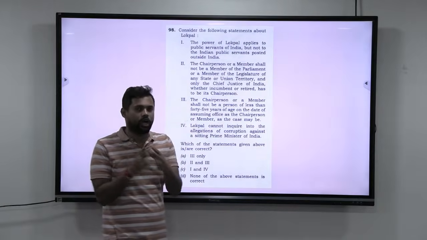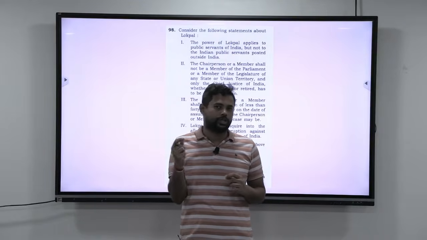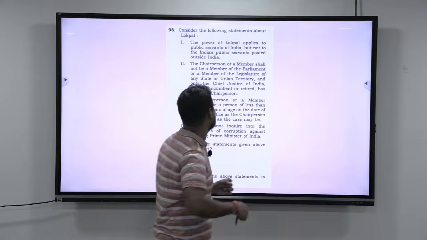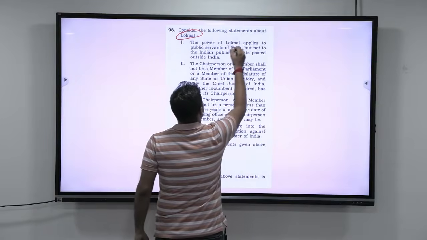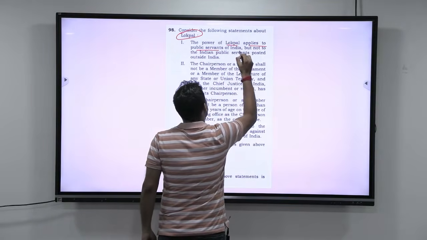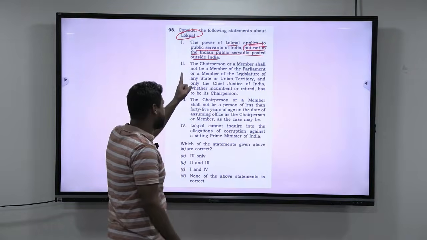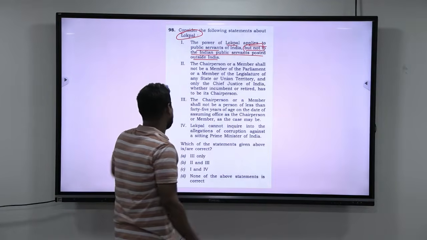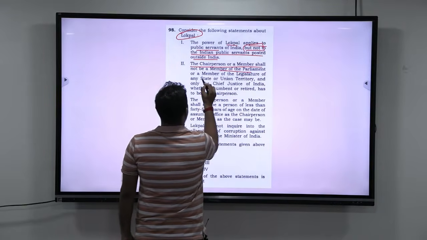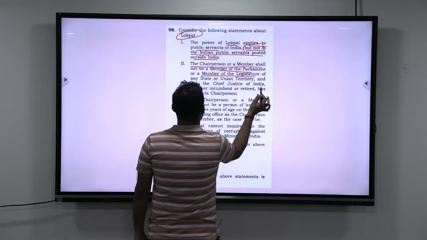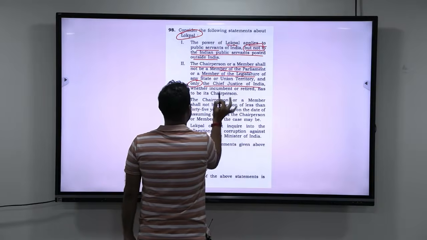All right. Let us solve this question. Again, this question can be solved in both approaches. One, you can solve it with logic, or you can solve it with conceptual clarity. Let us first read out the question. Consider the following statements about Lokpal. The power of Lokpal applies to public servants of India, but not to the Indian public servants posted outside India. The moment you read that statement, you understood that something is wrong there. Let us come to the next one. The chairperson or a member shall not be a member of the parliament or a member of the legislature of any state or union territory, and only the Chief Justice of India, whether incumbent or retired, has to be its chairperson.